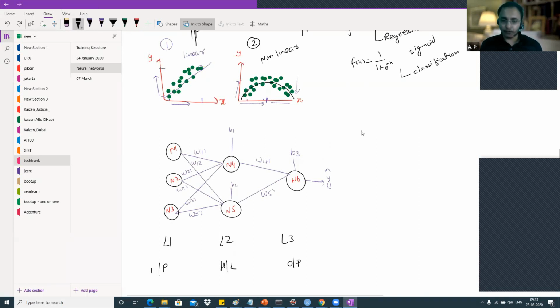So if I look at the output at the N4 neuron, can I say N4? Yes, we can select any number of neurons in a hidden layer, Sachi.